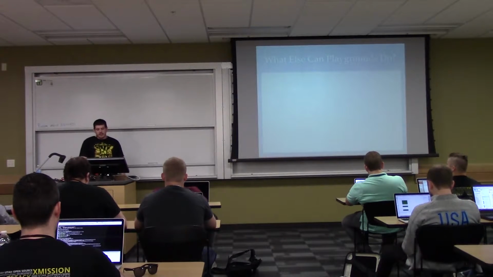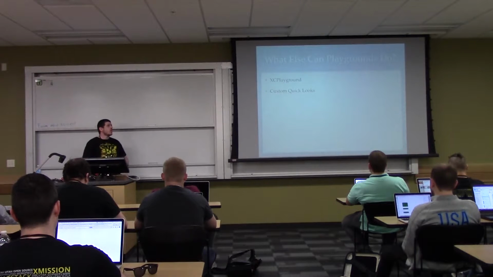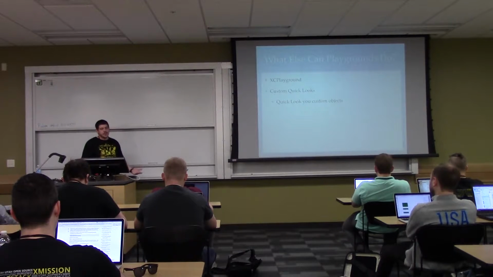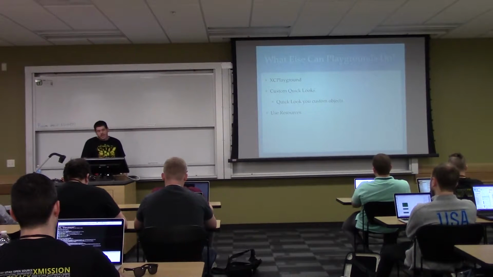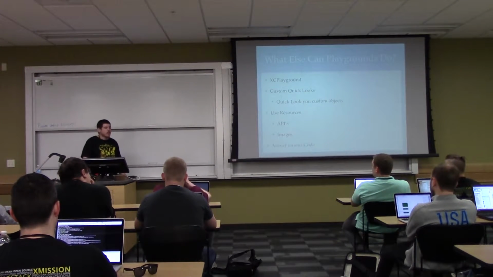What else can we do with playgrounds? There's actually an API framework available, XCPlayground, which gives you access to all sorts of cool stuff. We didn't create any custom quick looks, which are available for your custom objects. Like if you have a custom control that you've built, you can make a quick look so you can view it. We didn't use any external resources besides UIKit, such as API frameworks. And we also did not run any asynchronous code, which we can do in a playground as well.